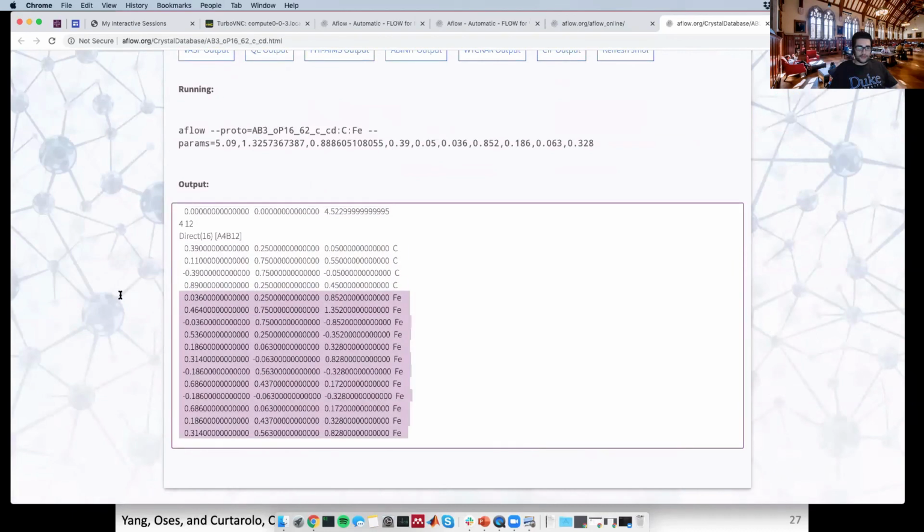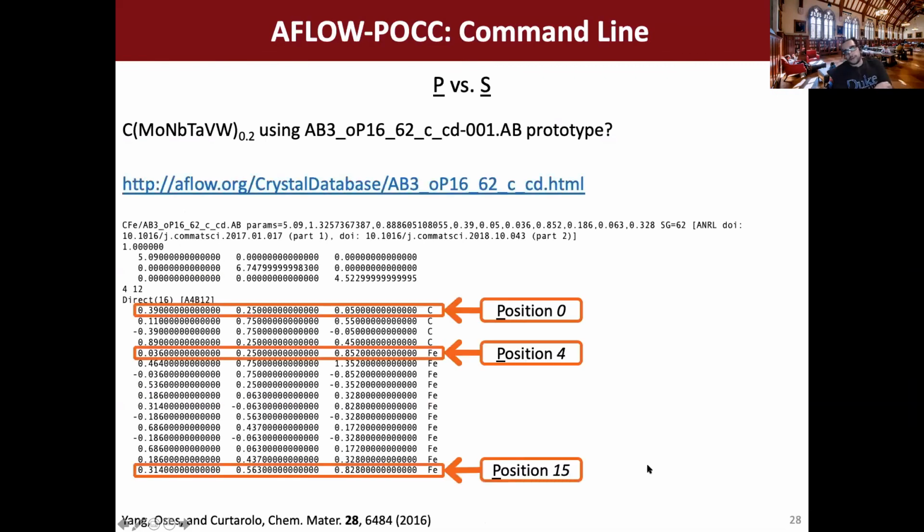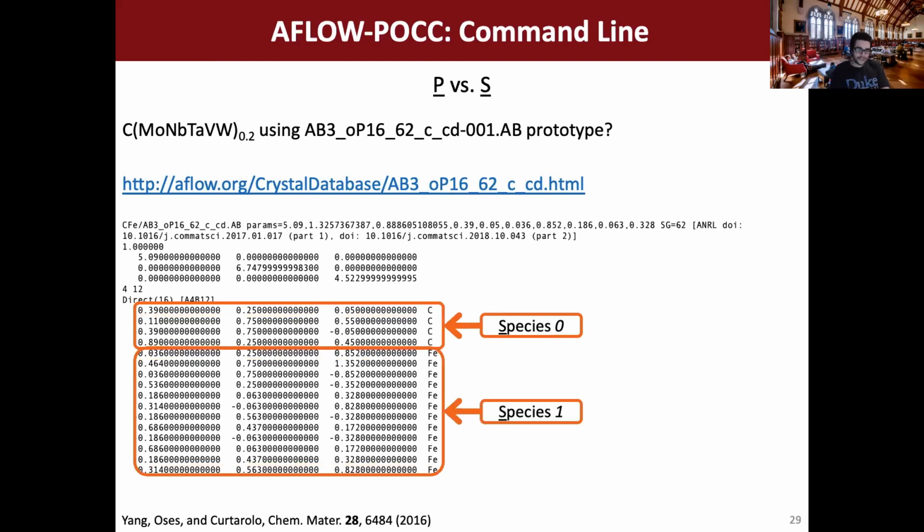We have 16 positions. I want to belabor this point: we have a bunch of C's, a bunch of irons, and 16 positions in total. The way I want you to think about it is that we have position 0, position 1, 2, 3, and position 4 is the first position for iron, all the way up to position 15. That's what I mean by position. But we have 2 species, species 0 and species 1. It's a grouping of positions.